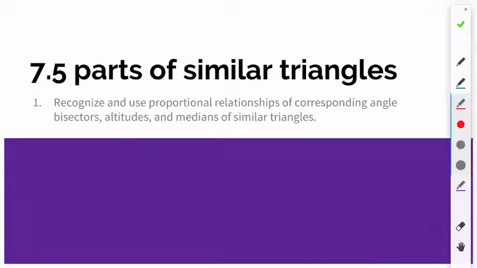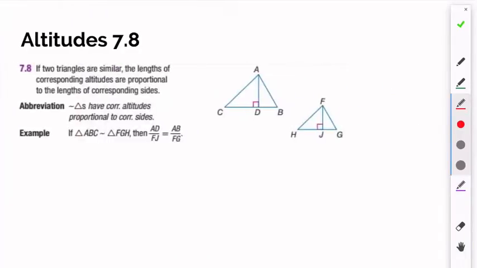We're looking at 7.5 today, parts of similar triangles. By the end of this lesson, you should be able to recognize and use proportional relationships of corresponding angle bisectors, altitudes, and medians of similar triangles. So let's get right into it.